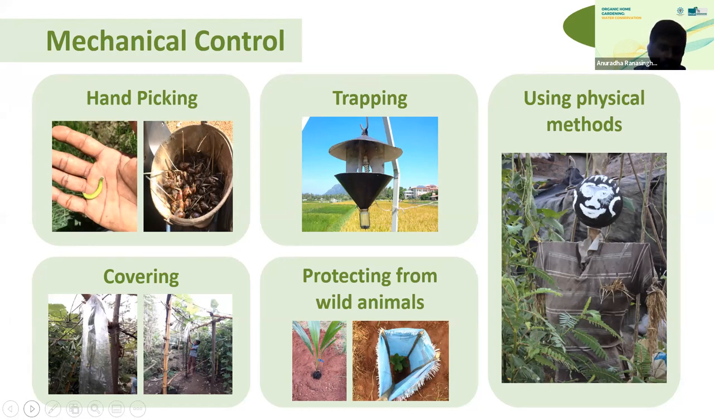Then again, hand picking is a very convenient method to control the snails in your home garden. You can trap them, you can attract them. If you put some beer into a small plate, especially on a rainy day, and keep it in the garden, snails will be attracted to it. Then you can hand pick them and keep them in a container. You can take them away from the garden.